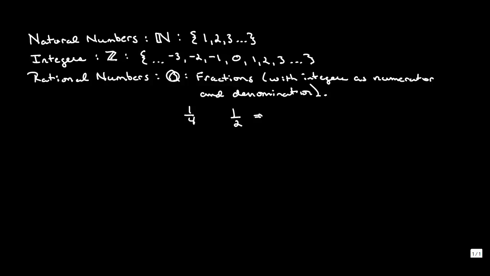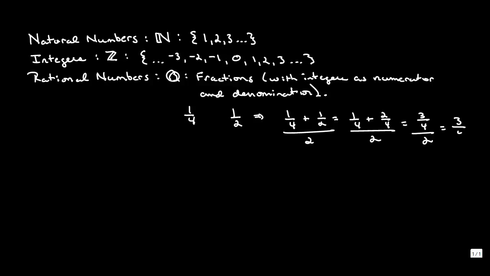In fact, I can find there's an infinite amount of them in between here, by the way. But if I take a fourth plus a half, and I divide that by 2, I'll find the number that's exactly in between them. So that's a fourth plus 2/4 divided by 2, or 3/4 divided by 2, which is 3/8. So there's another rational number in between my initial 2 rational numbers. So since I can always find one in between 2, that means that they're dense.